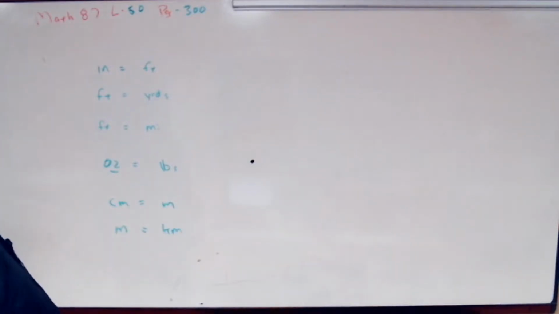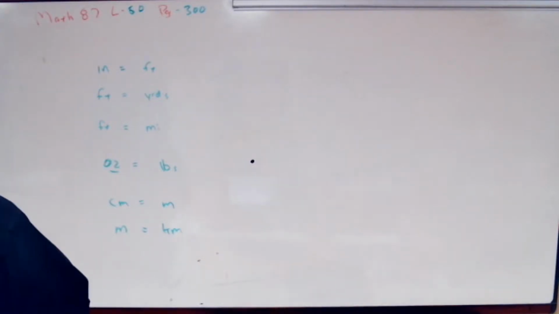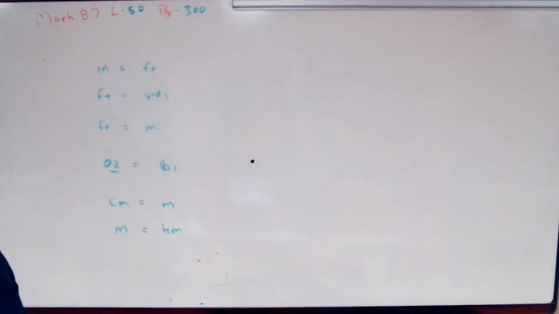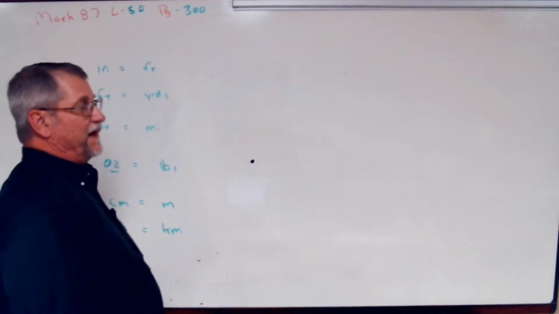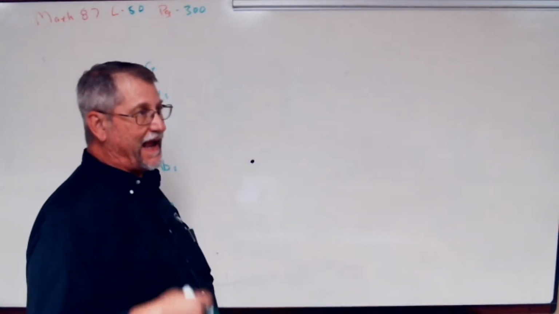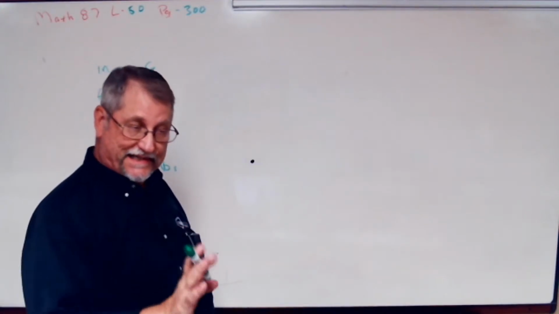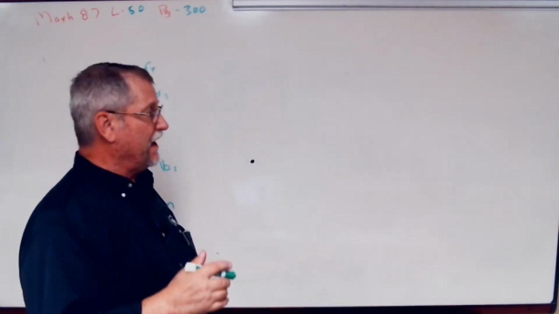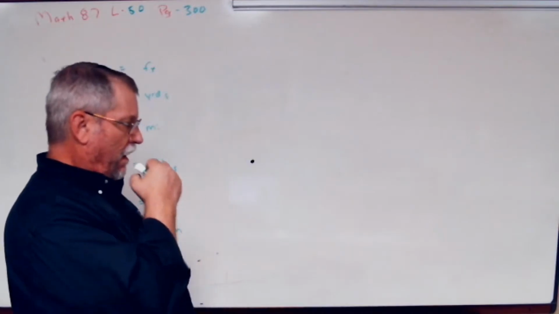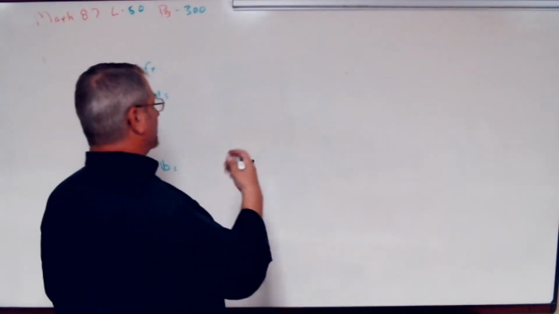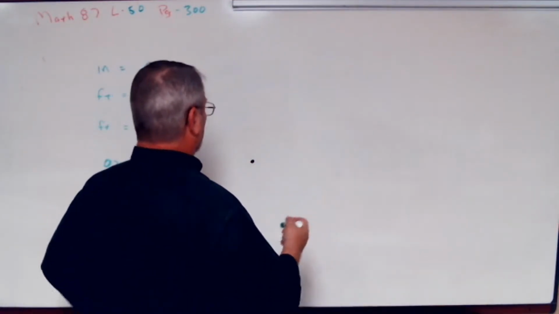Okay, Math 87, Lesson 50, page 300. This is unit multipliers and unit conversion. A lot of times we want to change a distance that we have and speak about it in a different unit, not change the distance, but talk about it in different units.